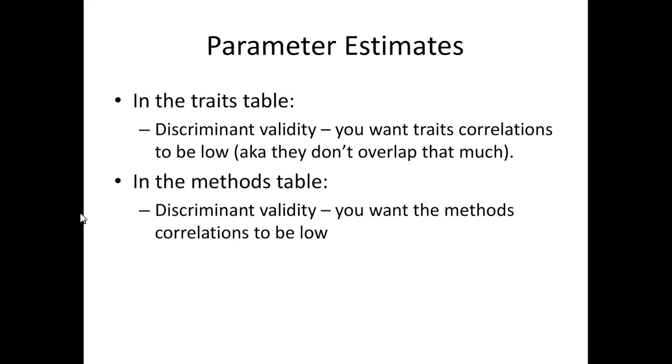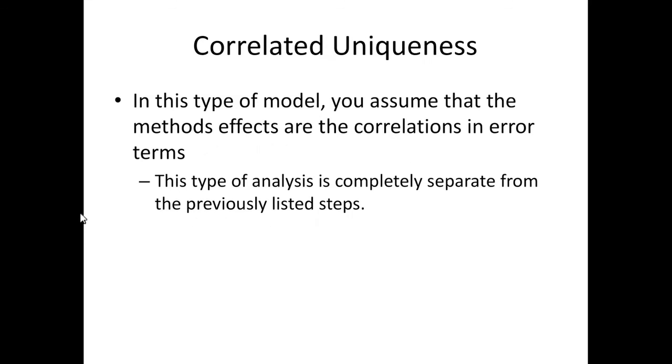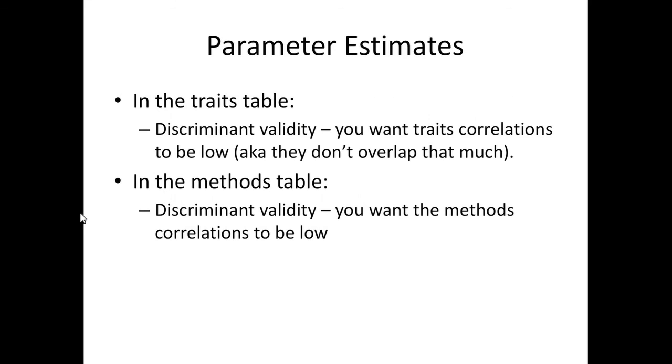So here I can look at the numbers, the correlations, and say, well, hopefully it's at least below half, right? There is no, like I said, there's no hard and fast rule, but the lower the better, because that implies our methods are measuring very different pieces of our traits, which is good. Alright, so that is the end of that model.